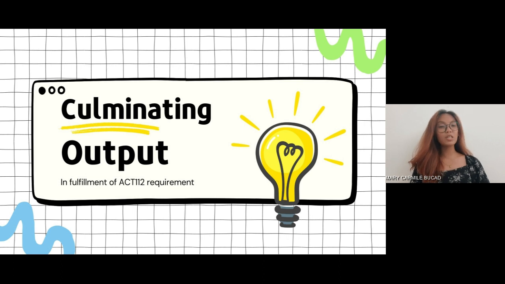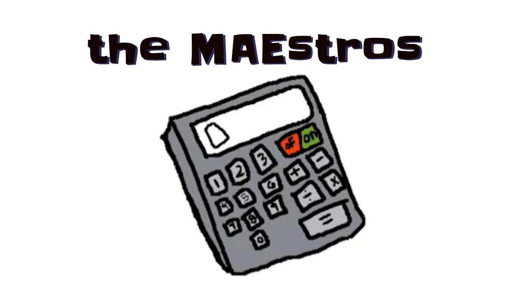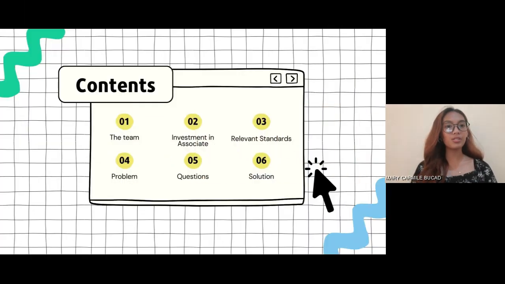Before we start, make sure that you have your calculators with you as well as a pen and paper, since we will be answering one problem after the discussion. For the contents of this video, first I will be introducing the theme, then we will move on to the discussion on investment in associate and relevant standards, then the problem and the questions, and lastly, we will be trying to solve it all together.